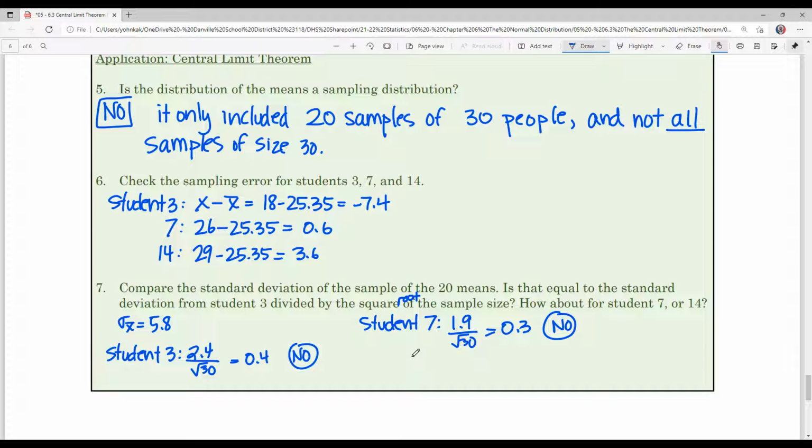If we look at student 14, the standard deviation of student 14 was 2.4. If I divide that by the square root of 30, I again get 0.4, so no. So the answer is no, it is not, that it is way larger.